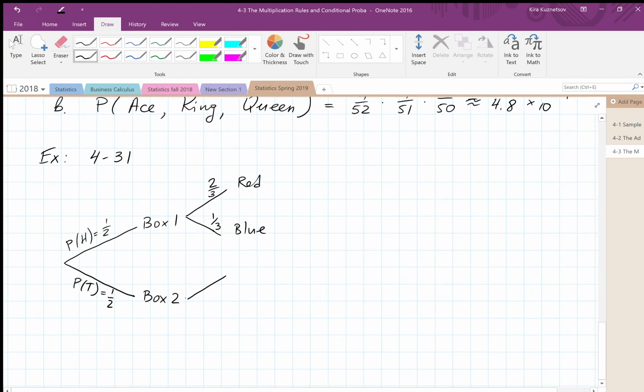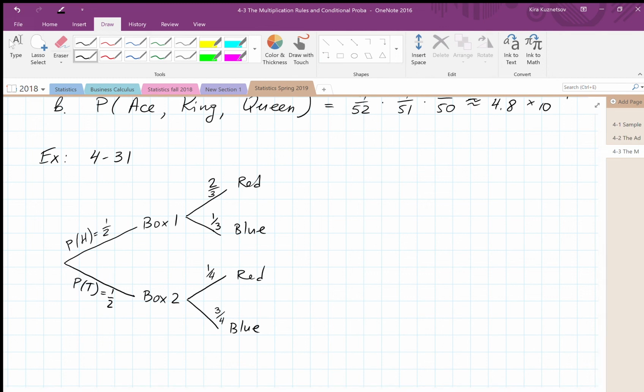Now, box 2 also has red balls. It has blue balls. Box 2 contains 3 blue balls and 1 red. Now there's 4 balls in box 2, so the probability of getting a red in box 2 is 1 out of 4, and getting the blue ball out of box 2 is 3 out of 4. I'm just concentrating on box number 2.